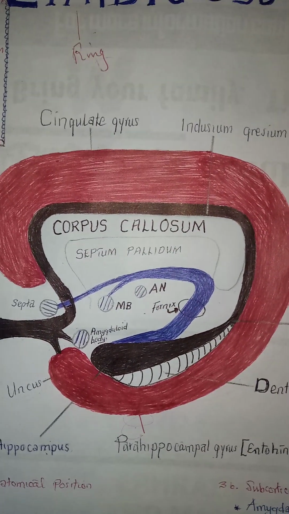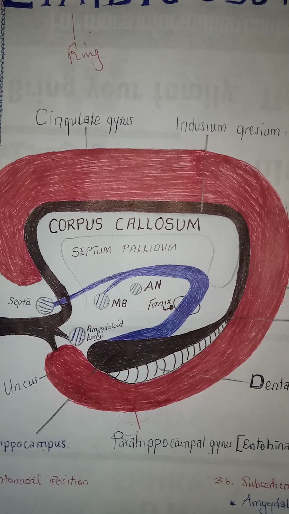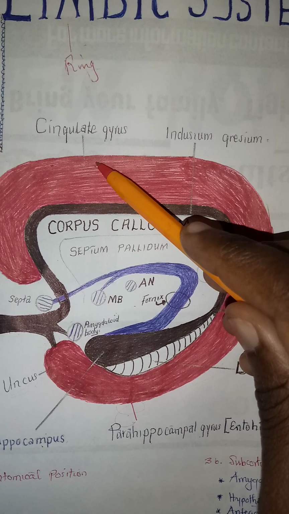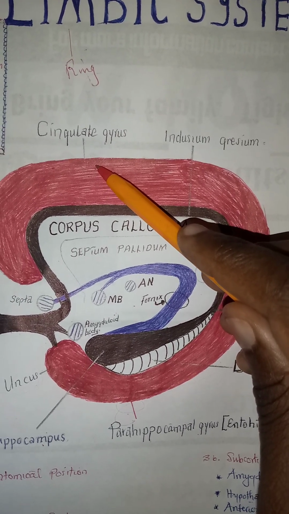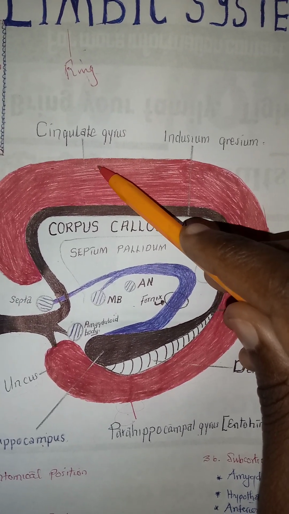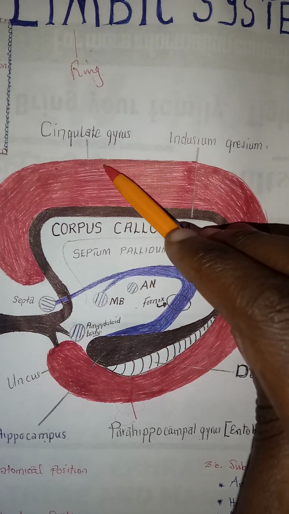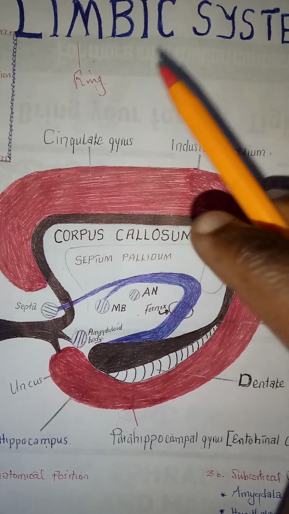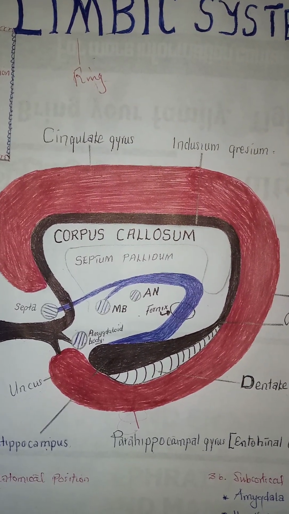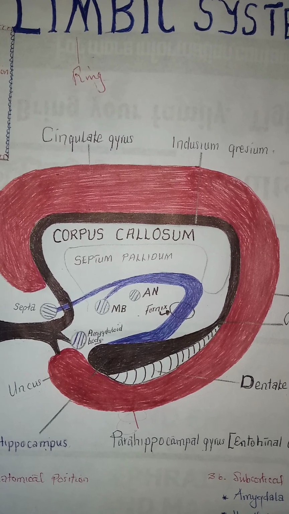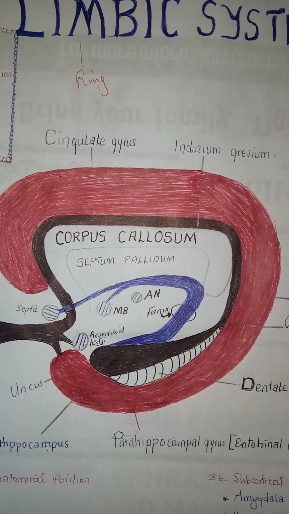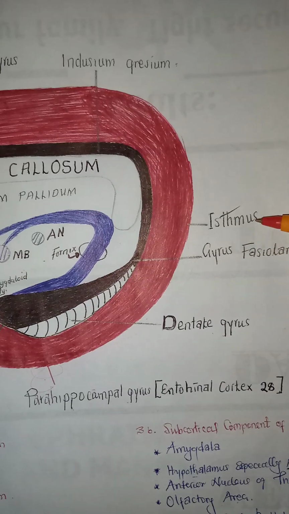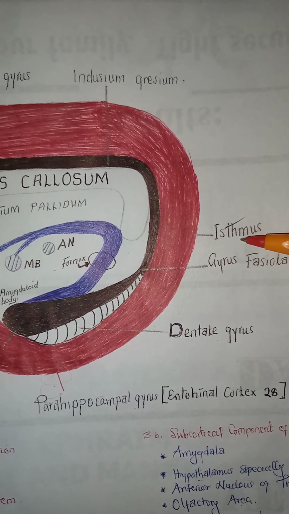There are four main parts of the limbic lobe. Let's start with the cingulate gyrus here. The cingulate gyrus is involved in the satisfaction center. After a meal or after having intercourse, this is the part which plays a role. It works hand in hand with the ventromedial nucleus of the hypothalamus, which is also involved in the satiety center. Then on this side we can see another part of the limbic lobe, which is called the isthmus.